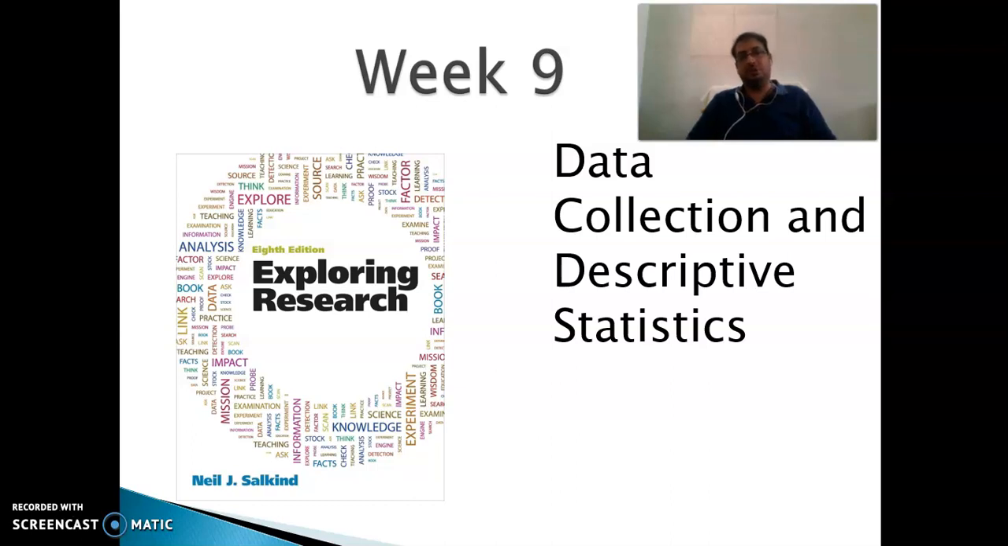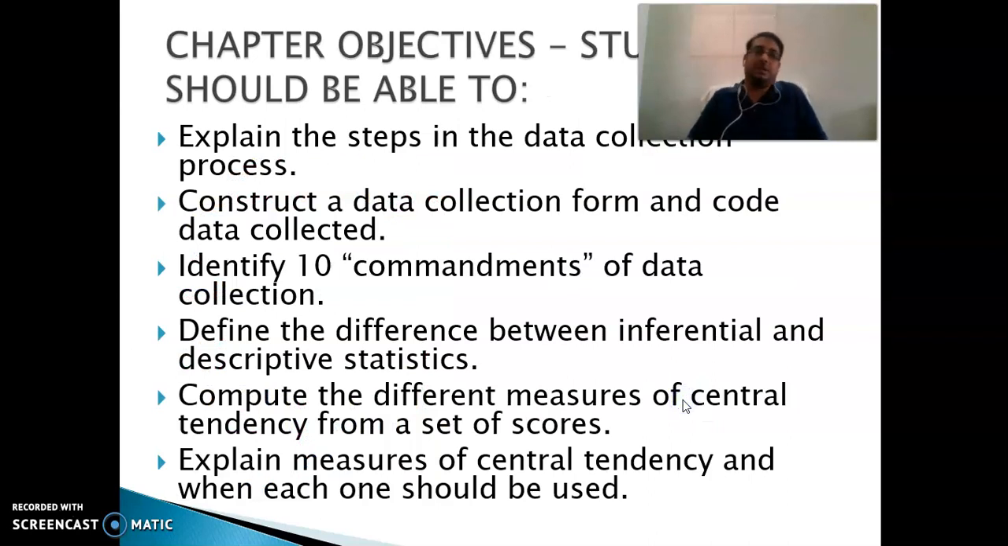Today we are going to talk about data collection and descriptive statistics. First of all, look at this chapter objectives. After completing this lecture, you should be able to explain the steps in the data collection process. So you will be familiar with several data collection steps. Then you should be able to construct a data collection form and code them accordingly.